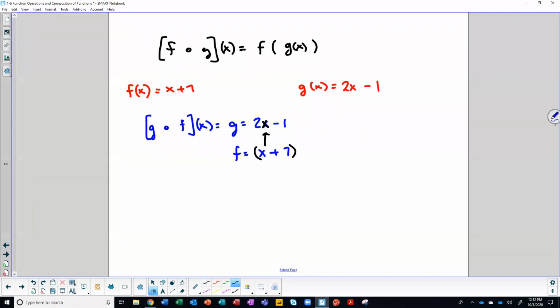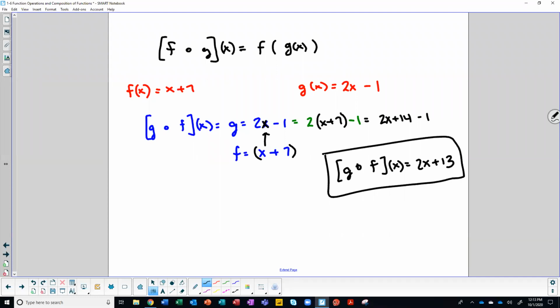So this time, what happens is I get 2 times the parenthesis, x plus 7, minus 1. See what happened there? The x came out and got replaced with f's equation, x plus 7. Now this time, that parenthesis means multiply, and I have a 2 to multiply with it. So to simplify, I would distribute, and so I'd have 2x plus 14 minus 1. So on this equation, g of f of x is actually going to equal 2x plus 13.